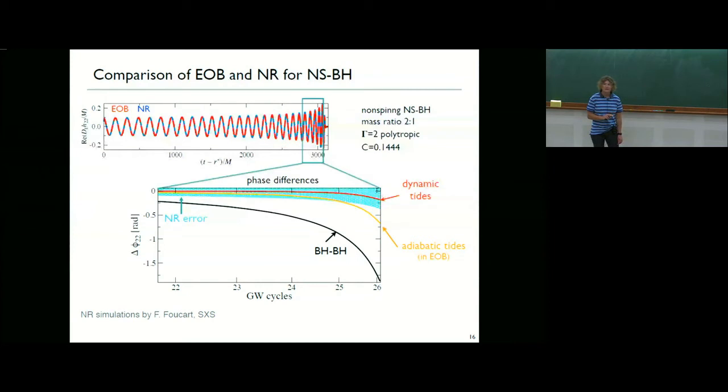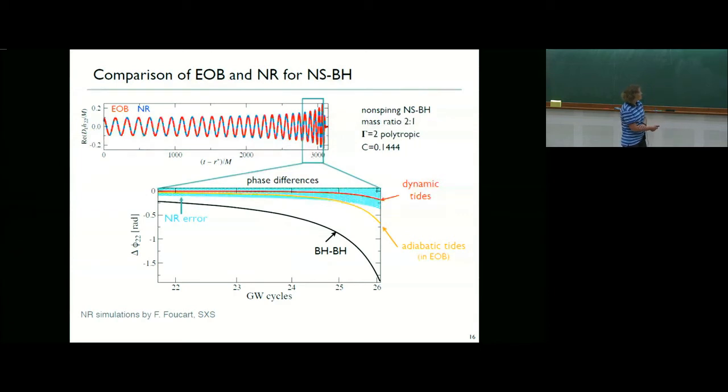So clearly we see that some finite size effects start to matter. And then they're fairly well described by these adiabatic tidal effects up to maybe one cycle, which means half of an orbit, before the tidal disruption in this case, or the end of the in-spiral. And when you include this dynamic tidal effect, then the model works, it's indistinguishable within the NR uncertainty for this particular case. And what's interesting, any questions about this?